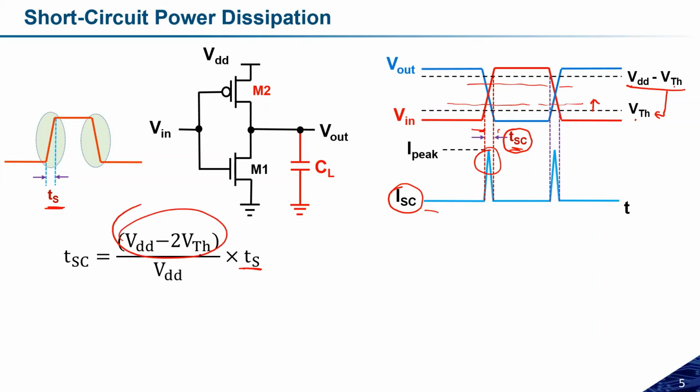VDD minus 2 VTH will reduce, then TSC will reduce, so the ISC will also reduce. So the ISC, the short circuit current, is a factor of the TSC, and TSC depends on the threshold voltage. So by changing the threshold voltage, we can reduce the short circuit power dissipation. This is one parameter. Second parameter is, we can also reduce this TSC by changing the threshold voltage.